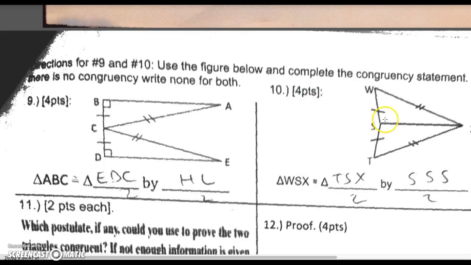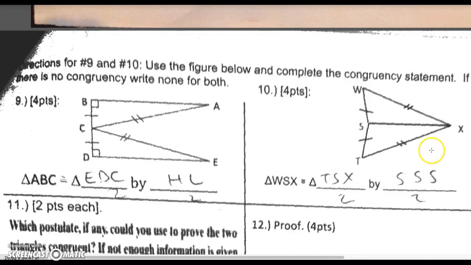Question number 10, same thing. I have a missing one here that will be reflexive, so you can add 3 congruent marks. Notice how it says WSX. So this would be TSX. There's an X over here, so I can show that. And it's side.